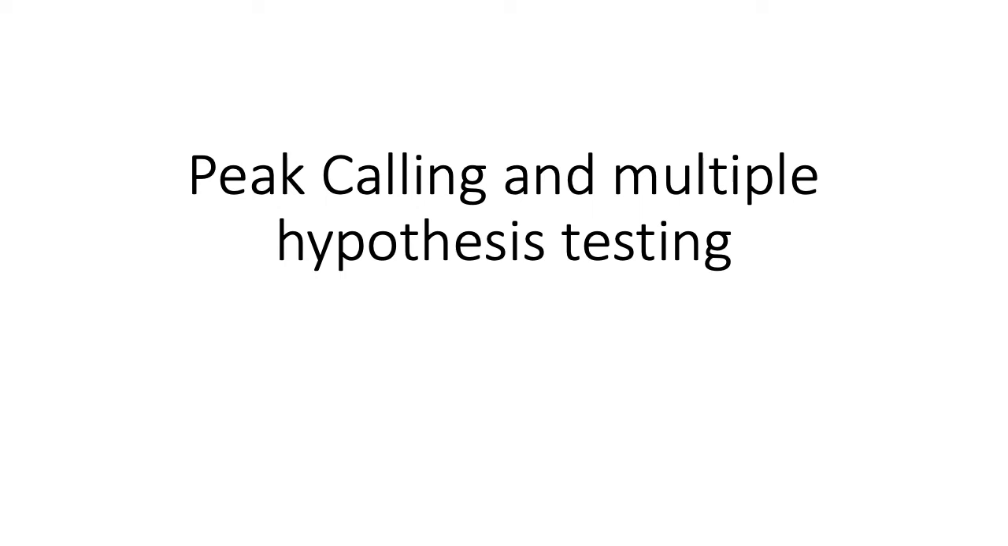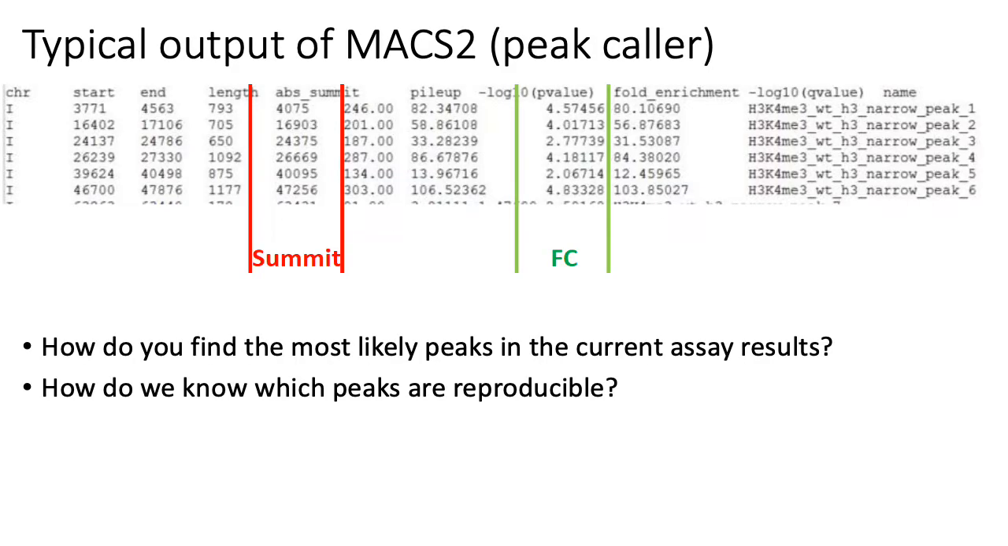And so some issues I want to touch upon are related specifically to peak calling for histone modifications, as well as multiple hypothesis testing. And so when you actually run software to call ChIP-seq peaks, this is an example of the kind of output that you would get. So MACS2 is one of the super popular standard ChIP-seq peak calling pipelines or software. And so here I've highlighted in red 2 different columns.